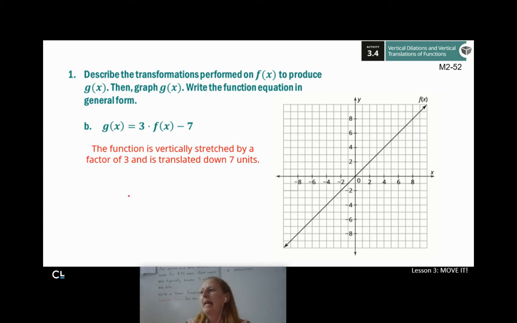So again, we said f of x equals x. So fine, that means it's 3 times x minus 7. So now my y-intercept is at negative 7. Now I'm going to go up 3, 1, 2, 3 over 1, and connect the dots. Yay! Oh, and I should label it. I like to.